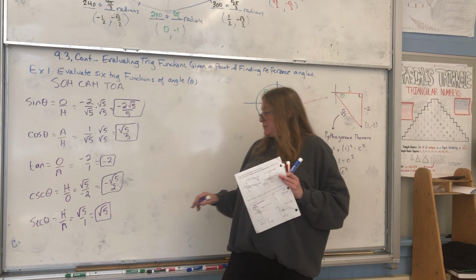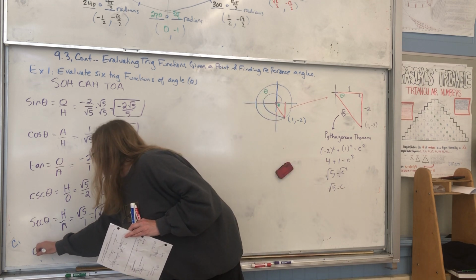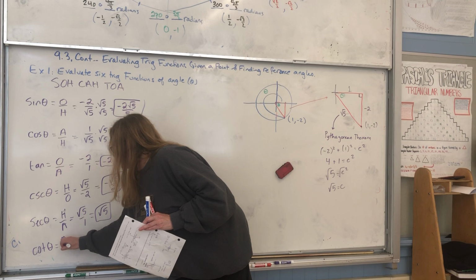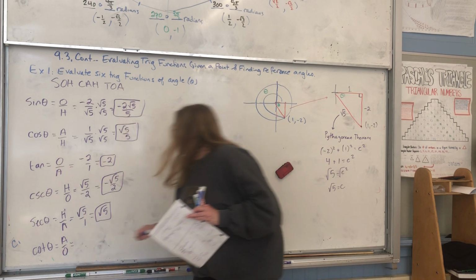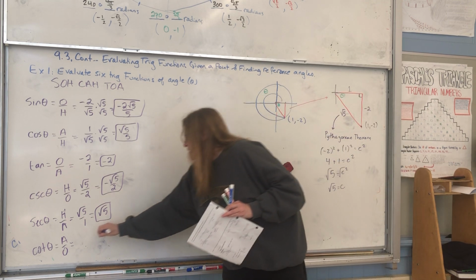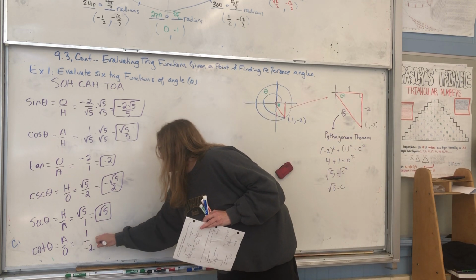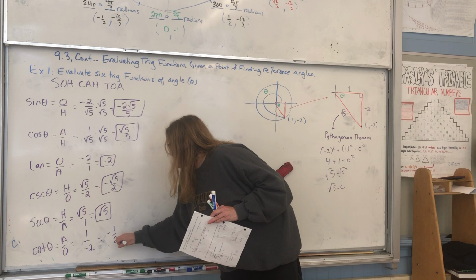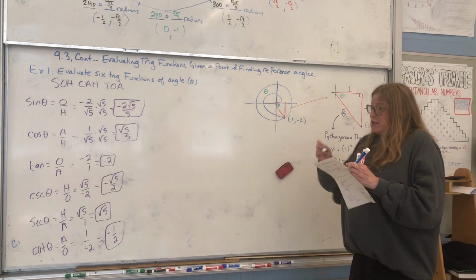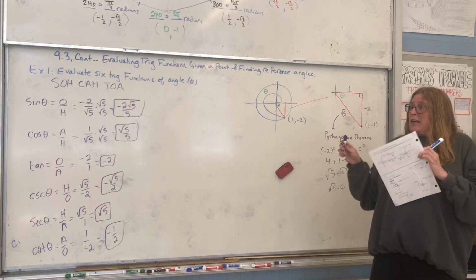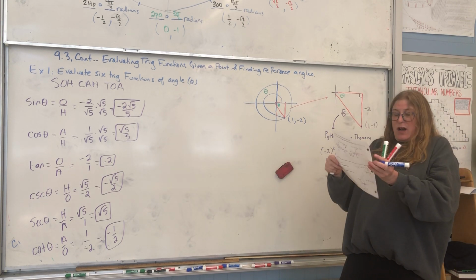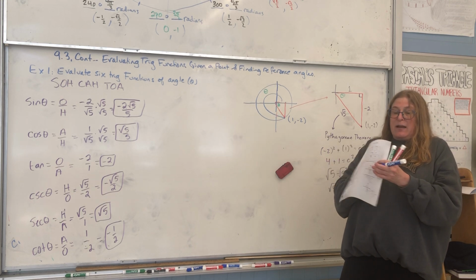And then last but not least, the cotangent is equal to the adjacent over the opposite, which in this case is 1 over negative 2, which is negative 1/2. Now notice, guys, there's one right below that says you try. The notes are posted, the blank one and the filled in one, so I'm going to let you guys work through that example.